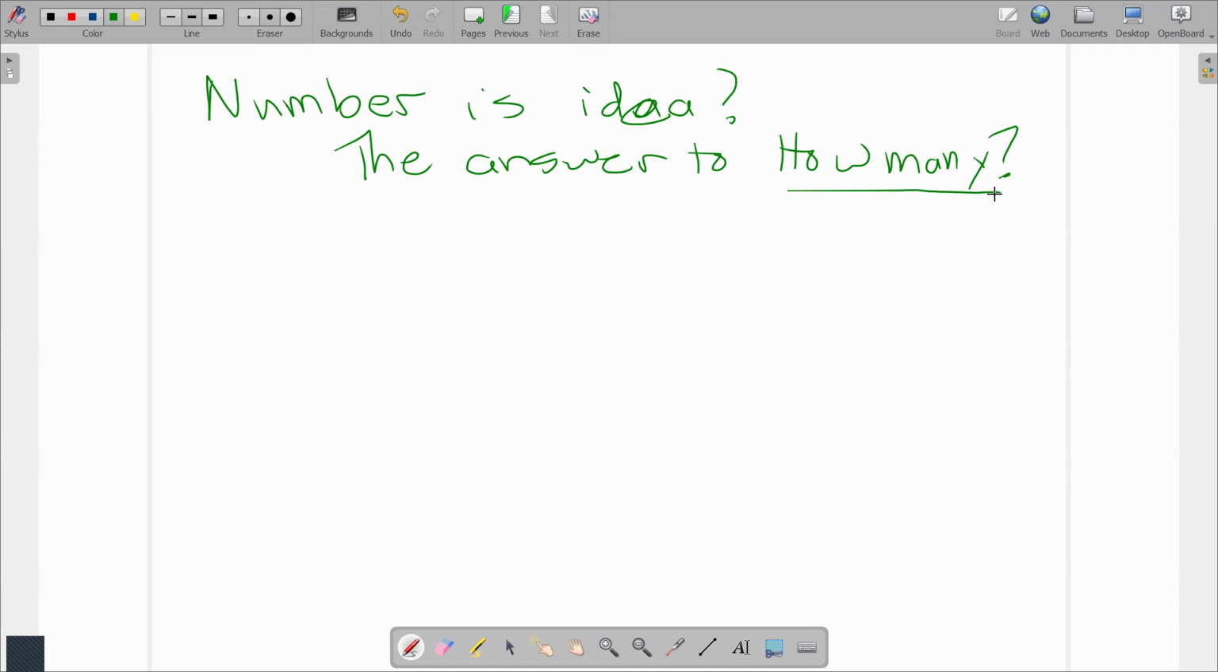Now, we talked about this a little bit before with sets. What was the big idea in sets that gave us the idea of number? One-to-one correspondence. Sets that have a one-to-one correspondence have the exact same quantity, the exact same answer to how many. So if I wanted to answer the question, what does 3 mean?